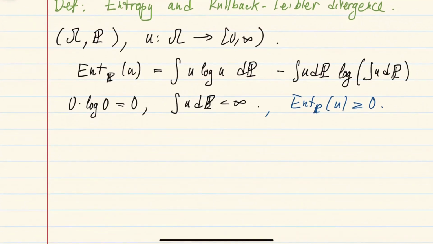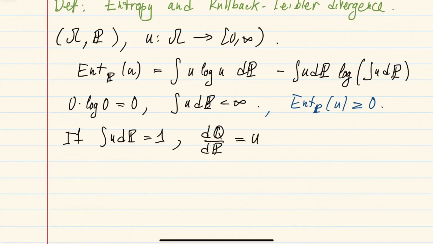And then the special case will be the case when the integral of u is equal to 1. So in this case, we can think of u as a Radon-Nikodym derivative, or density, of another measure. So we can think of some other probability measure q such that its density with respect to p is this function u, right? So q will also be a probability measure on this space under this assumption that the integral of u is 1.